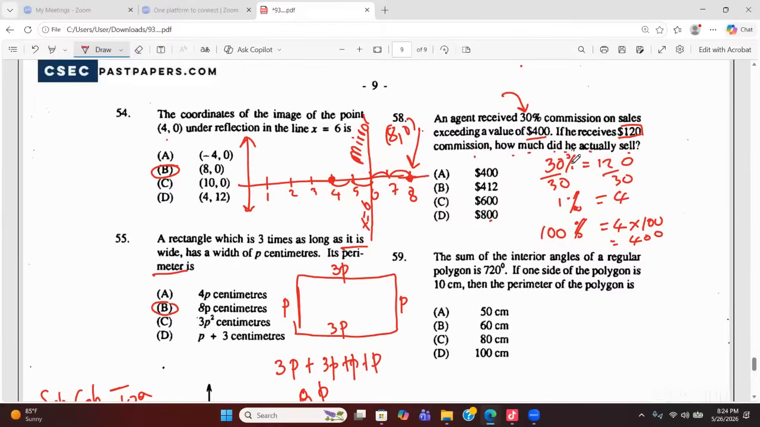Let's go again. So we're saying 30% is 120. If you divide your 120 by 30, you're going to get $4 for 1%. You want to go back to the actual sale, you multiply it by 100. So that means if you find 30% of the 400, you end up getting 120.